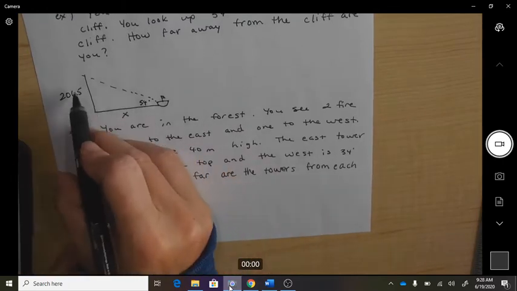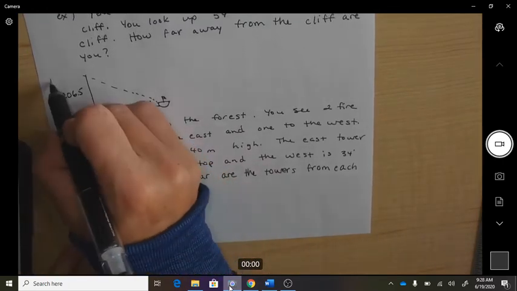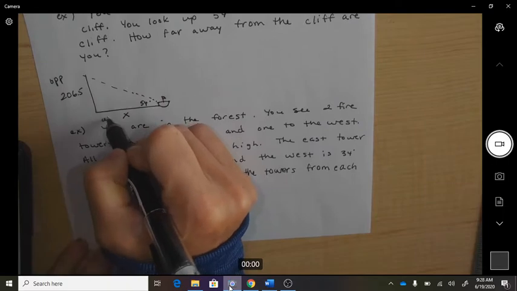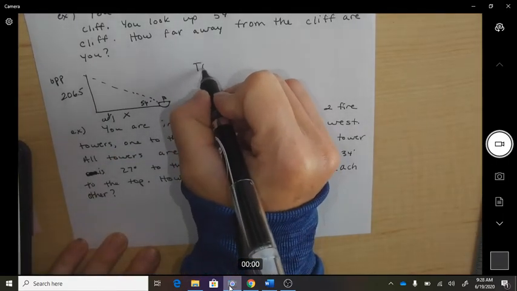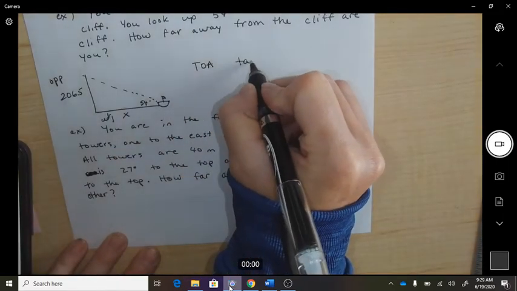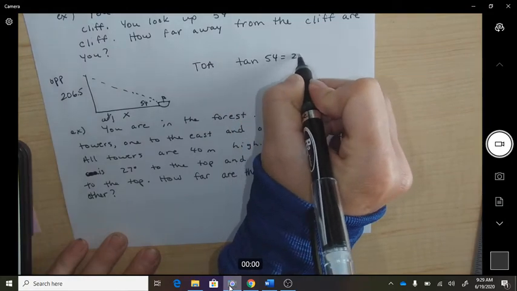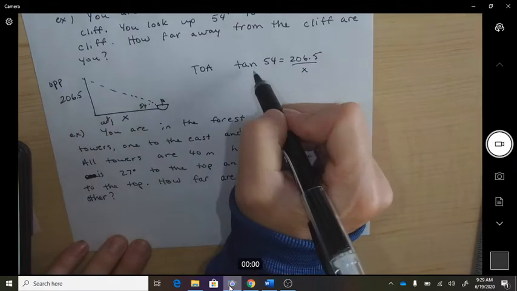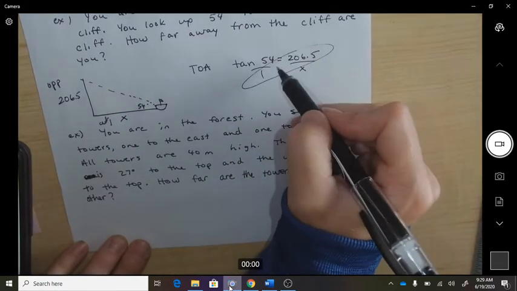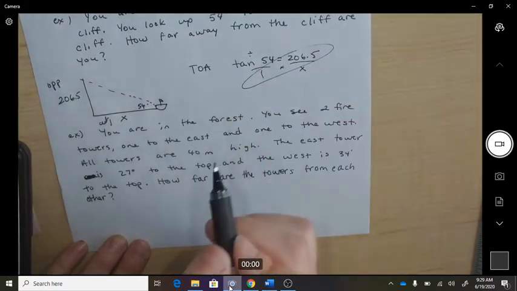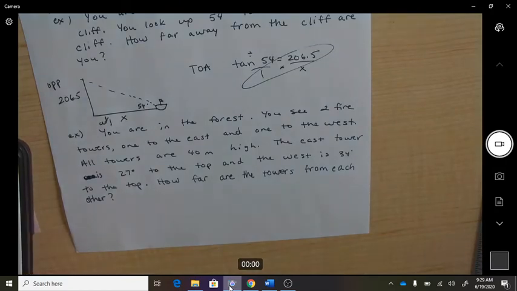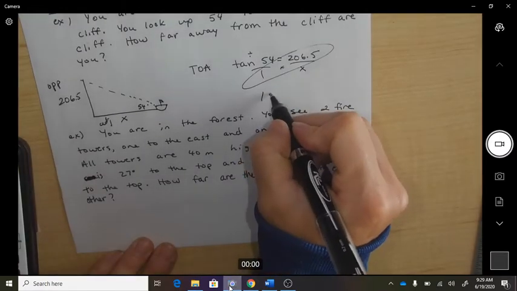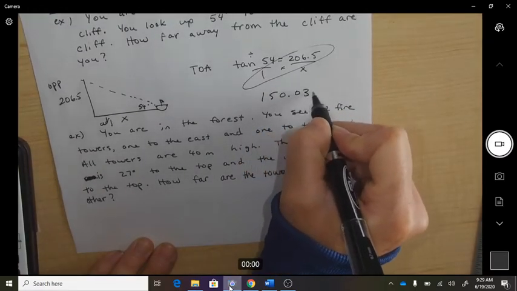So angle, opposite, adjacent. So I'm going to use TOA again. So tan 54 is the opposite divided by the adjacent. So if I put that over 1, then I would multiply and then divide. So 206.5 divided by tan 54 equals 150.03 meters.